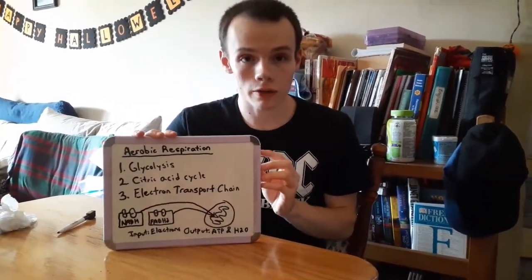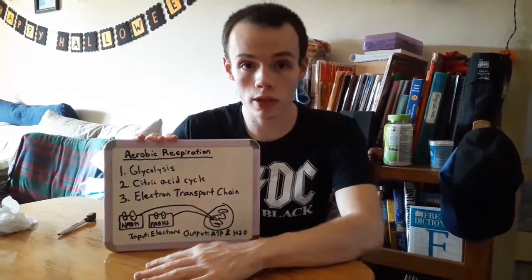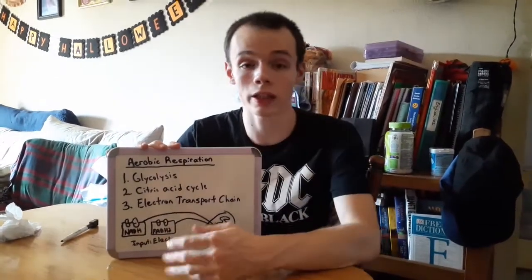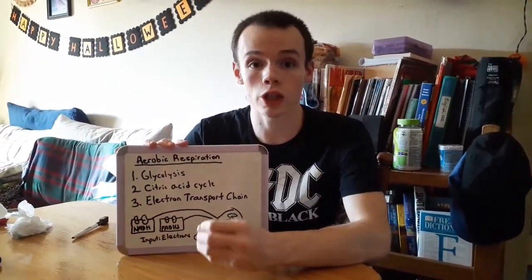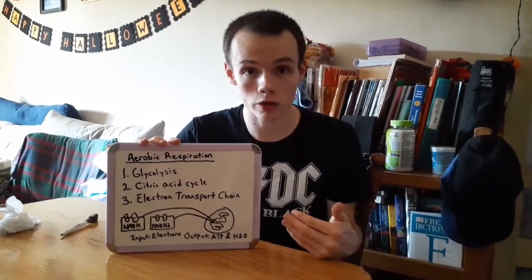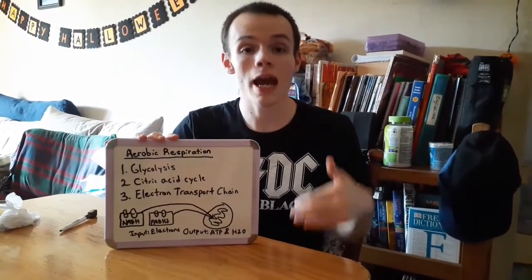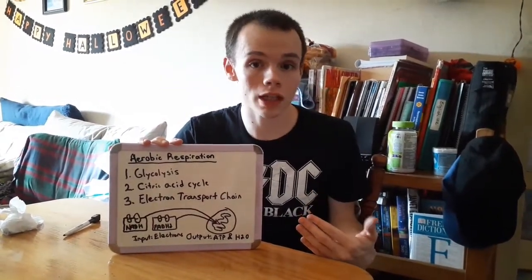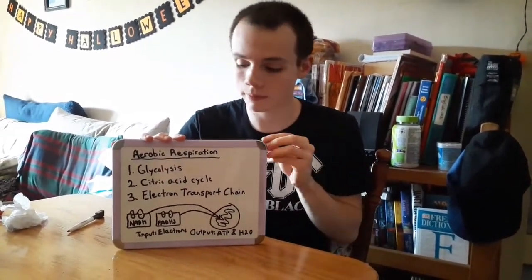Full electron carriers from the first two parts of aerobic respiration, molecules of NADH and FADH2 that are carrying high-powered electrons generated from glycolysis and the citric acid cycle, are going to flow into the mitochondrial membrane from the matrix of the mitochondria, deposit their electrons, and help form molecules of ATP. And we're going to show you what that looks like with a couple of easy diagrams.